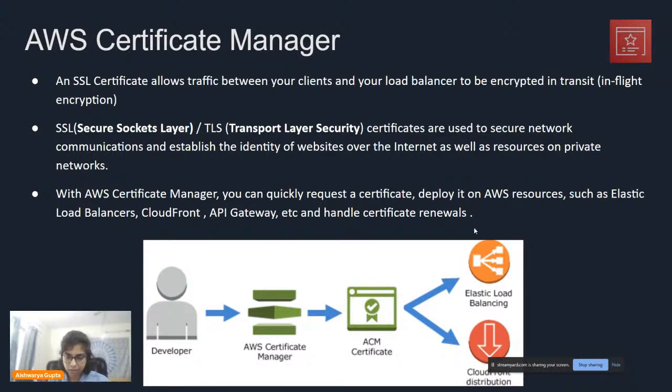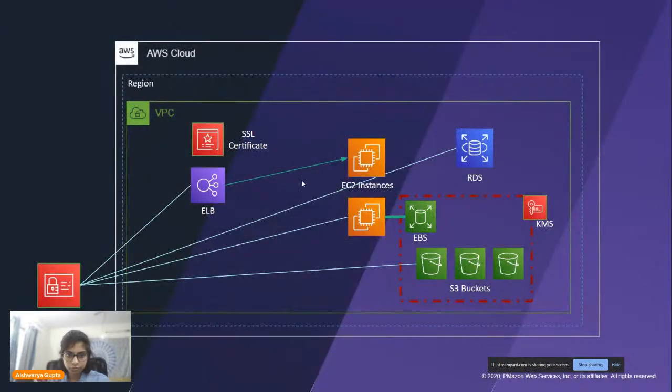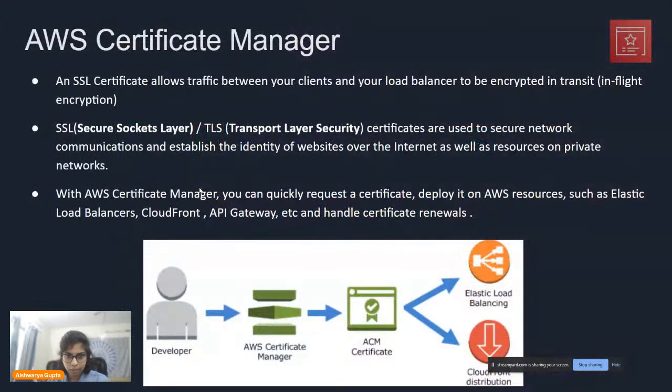After every year they are automatically renewed. Once we attach it to an elastic load balancer or a CloudFront distribution, we just have to forget about it. It is automatically renewed and managed by Certificate Manager. Any questions on all the cryptographic services of AWS?